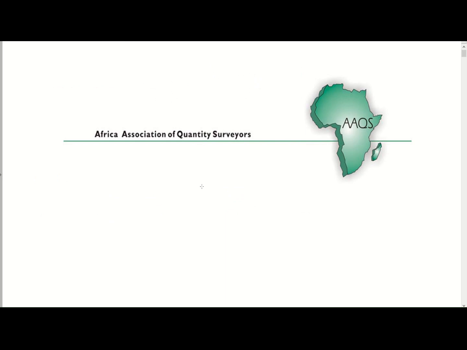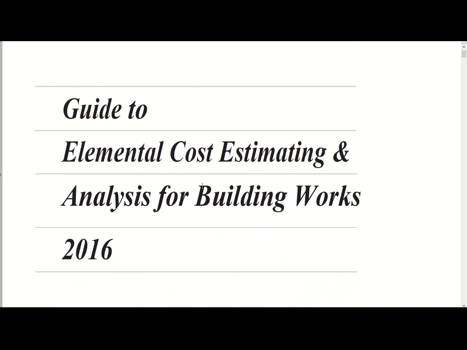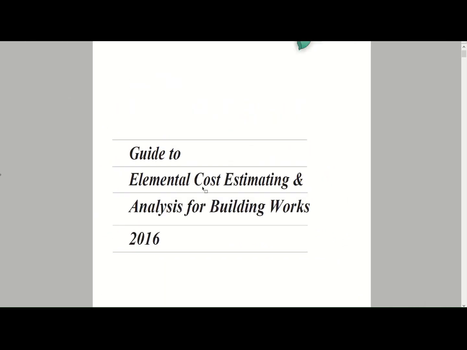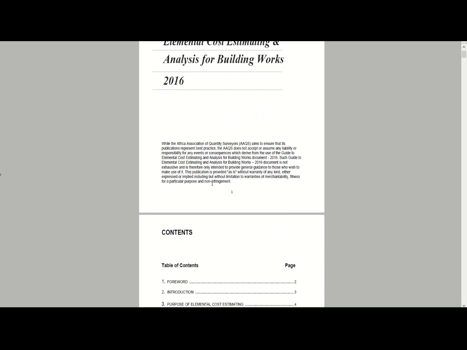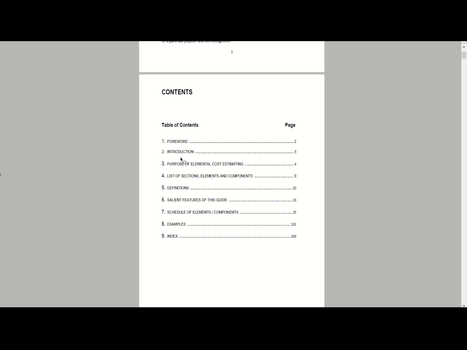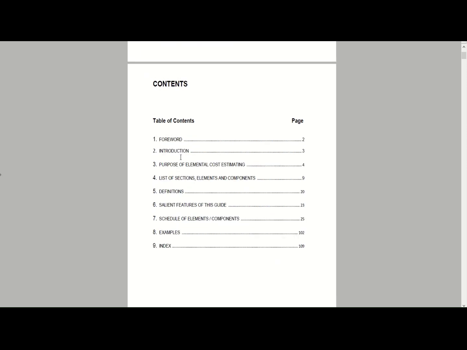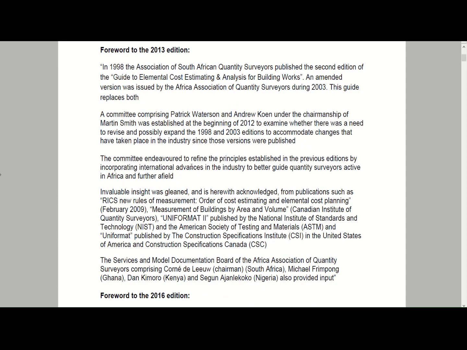So this is how that document looks. It's the guideline to elemental estimation, and you will see, if any of you do have access to the one published by the South African Association, you will see that the content is exactly the same. So you can go through this. It also has a guideline similar to what we're going through now, on how to use the guideline and the purpose of it, and so forth. But you can just go through that if you need some additional information on it.